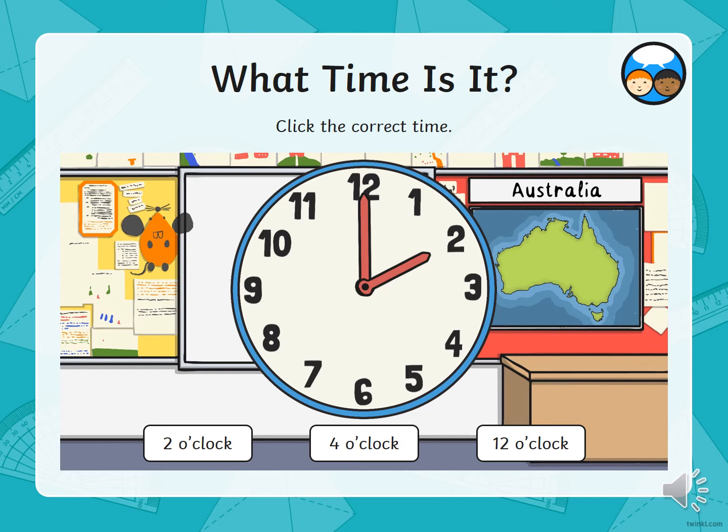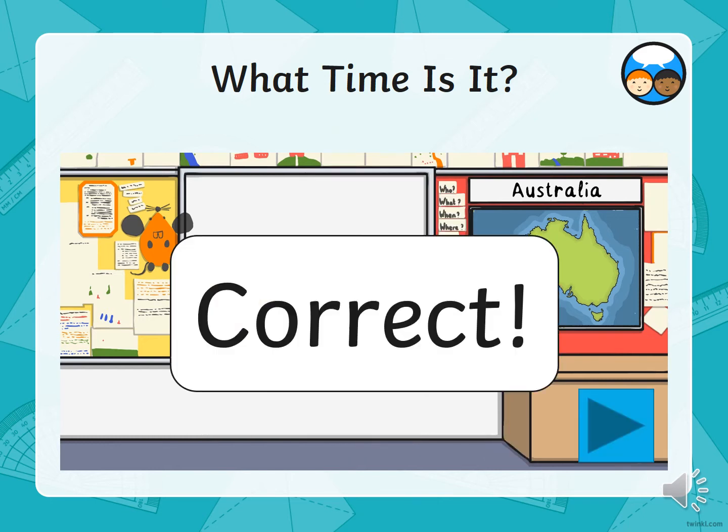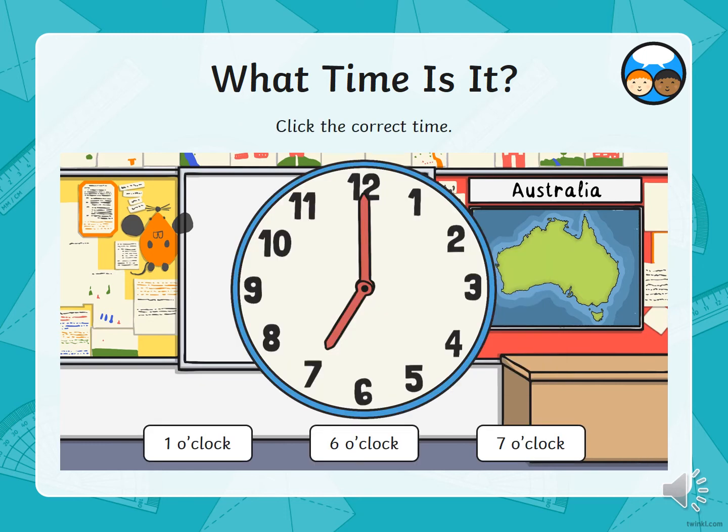What time is it? Let's have a look and see where our big minute hand and small hour hand are and decide what time it is. The big minute hand is on the 12, so that means it's an o'clock, and the small hour hand is on a 2. So that means it's 2 o'clock. Good job.